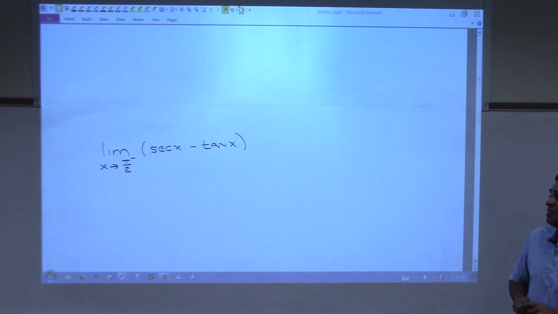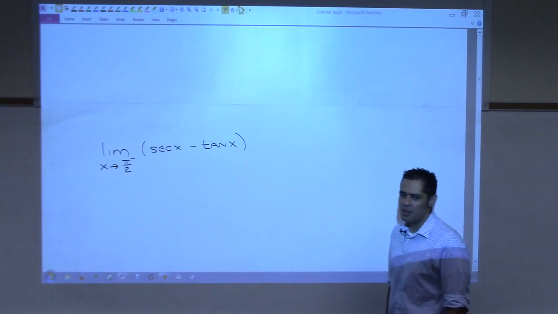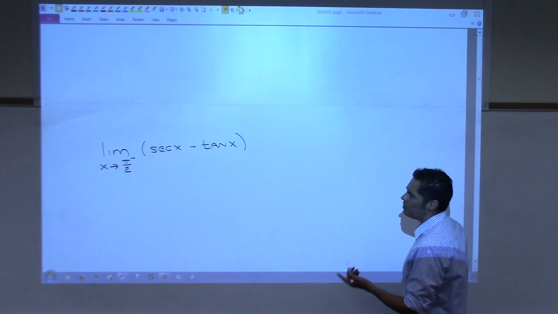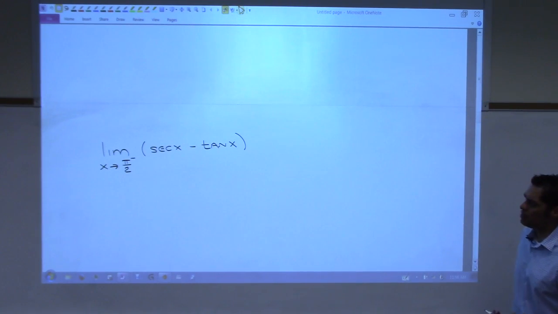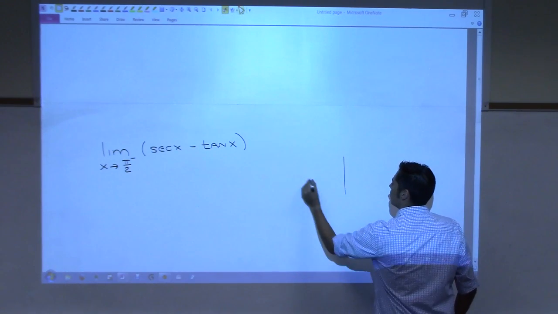Well, you need to know what secant of pi over 2 is. It is undefined, but it's approaching something. So I'm looking around trying to figure out who knows how to graph secant x. Anyone know how to graph secant x? It's okay if you don't. It's related to another function. What function is it related to? Cosine, right? It's the reciprocal of cosine. So this is the way we do secant x.